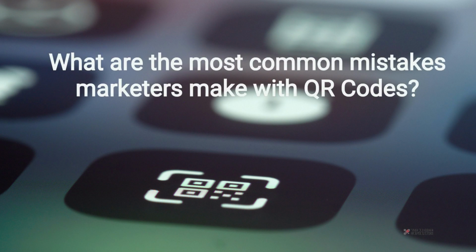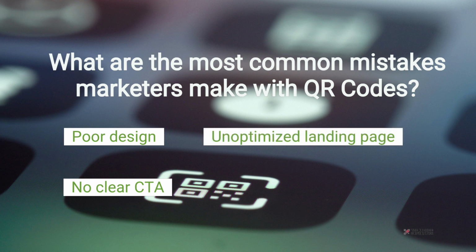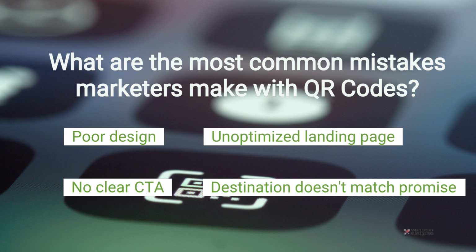Another question I get asked is, what are the most common mistakes marketers make with QR codes? The most common mistakes marketers make with QR codes come down to 4 things: poor design with low contrast that makes the code difficult to scan, no clear call to action that gives people a reason to scan in the first place, a landing page that isn't optimized for mobile, and a destination that doesn't match the promise made in the ad. If your code is hard to read, your audience won't scan it. And if they do scan it and land somewhere irrelevant or broken, you've lost them instantly.